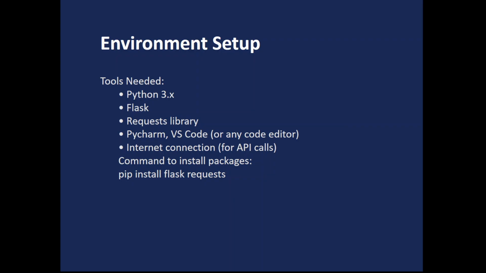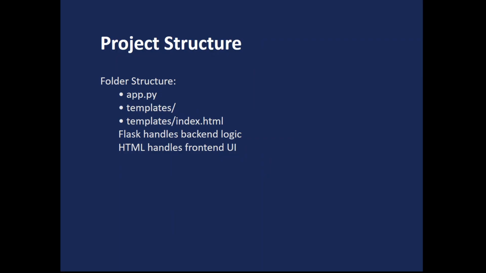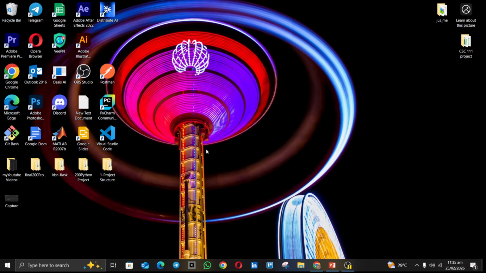Let's go ahead to the project structure. In the project, we're going to have the app.py file, and a templates folder. In the templates folder, we're going to have our HTML. So essentially, Flask is going to handle the backend logic and HTML is going to handle the UI. Let's go ahead and start creating this.